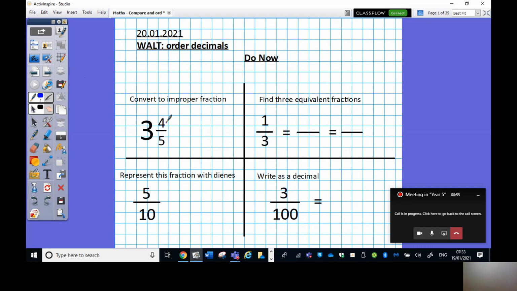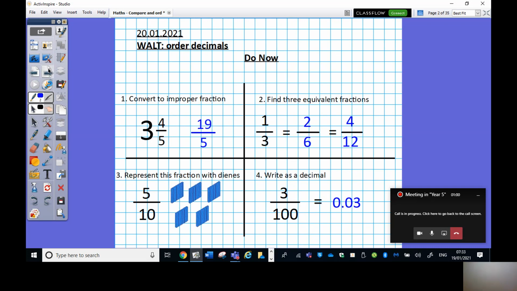So, how did you do? Let's take a look. Okay. So to convert 3 4/5 to an improper fraction, that's 19/5. Here are two equivalent fractions of 1/3, 2/6 and 4/12. Number 3, if you've drawn 5 blue flats or 5/10, that's great. And number 4, 3/100ths as a decimal. I know that was really tricky. It was 0.03. So well done if you got those correct.